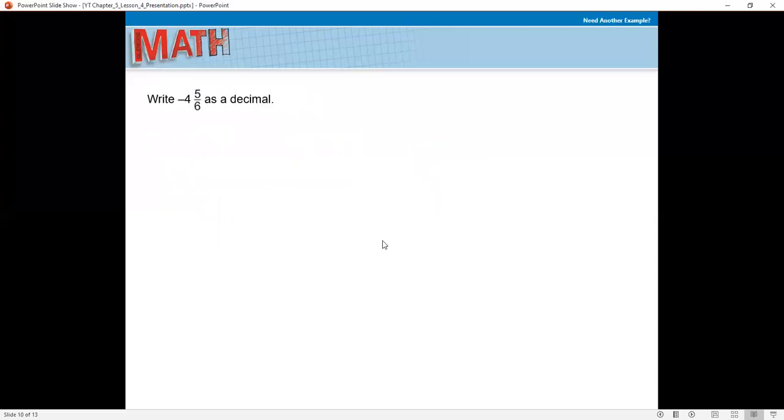Here's one for you. Write -4 and 5/6 as a decimal. Show your work in your notebook, pause while you're working, press play when you're ready to go on.